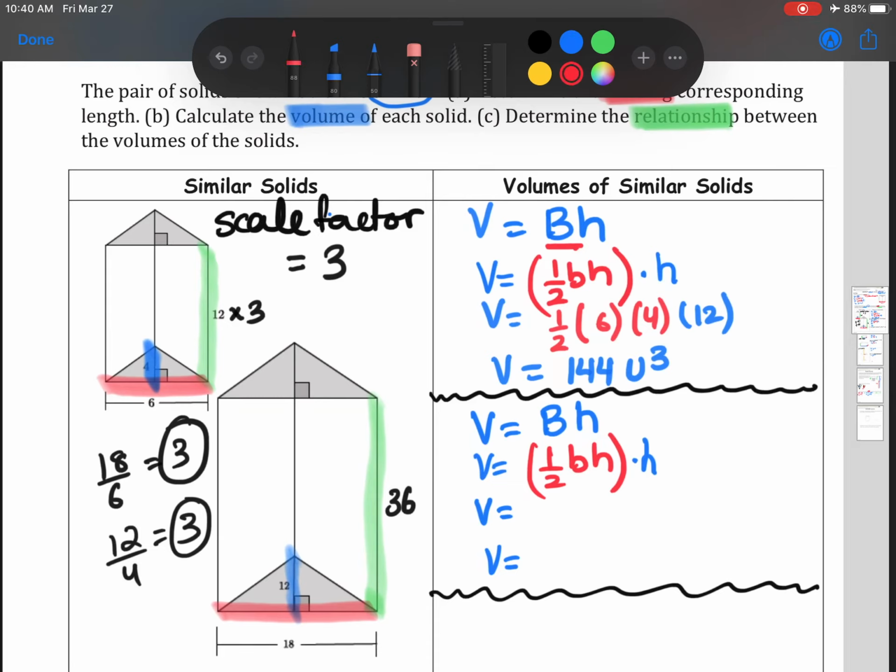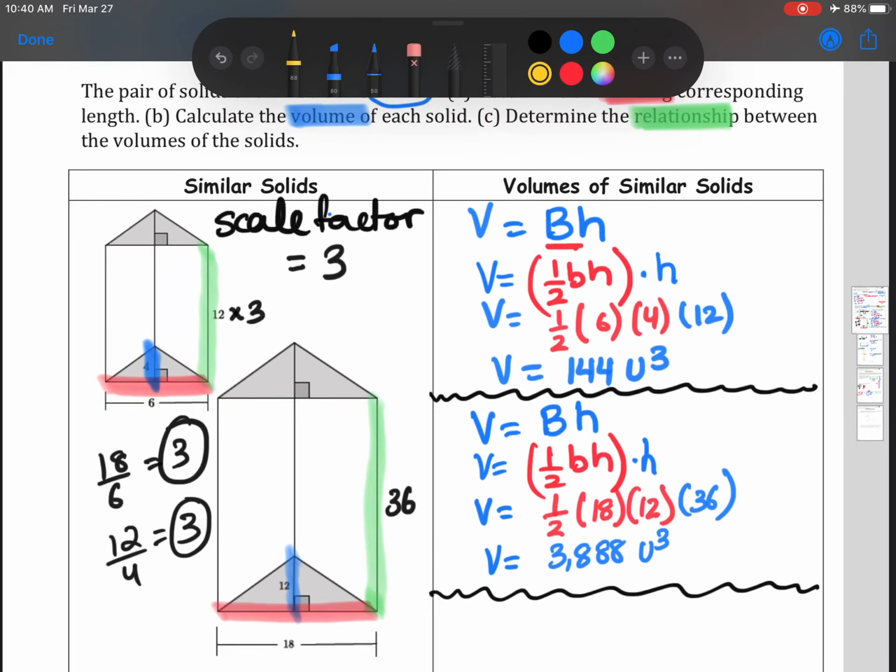So let's try the next one too. 1/2, my base is 18 of the triangular prism, 12, and then you have 36. Put that in the calculator and you get 3,888 units cubed. Okay, so that was to calculate the volume of each solid. Now part C says determine the relationship between the volumes of the solids.